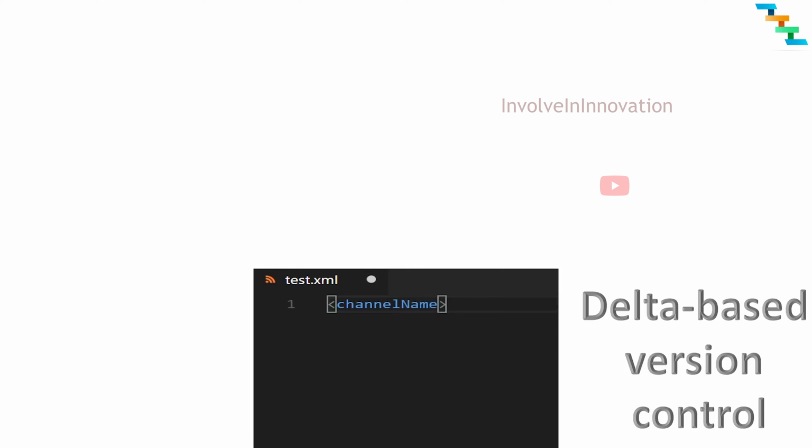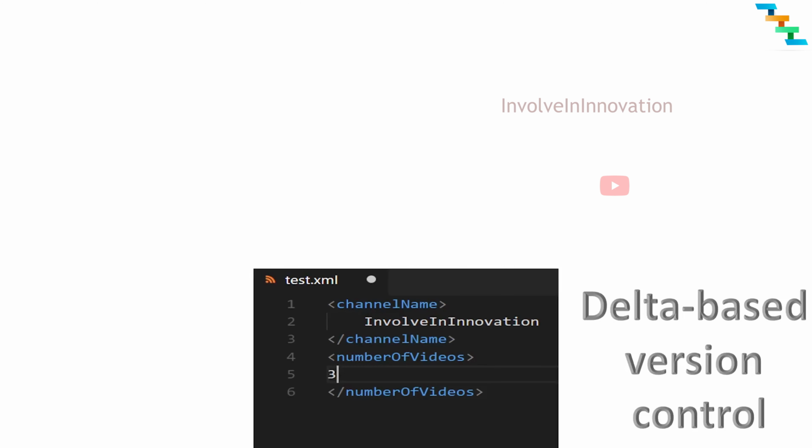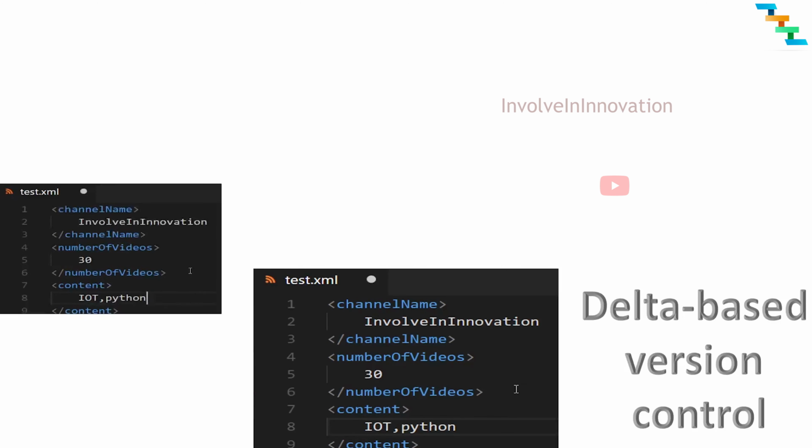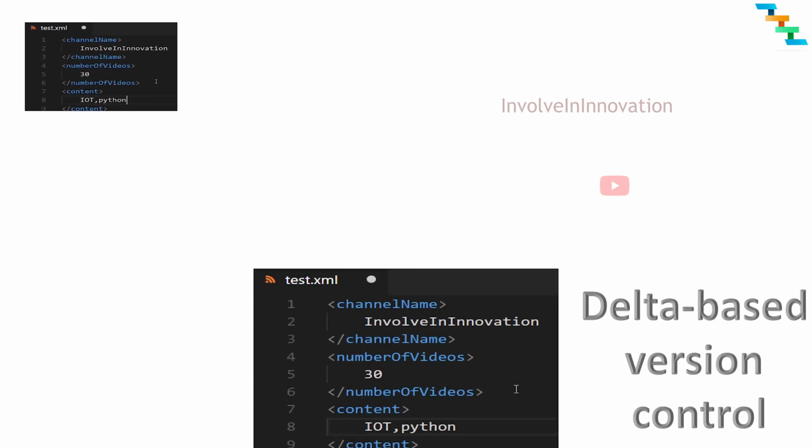This system thinks of the information it stores as a set of files and the changes made to each file over time. This is commonly described as delta-based version control. So we will see this with an example. Here I am creating a file named test.xml. I am committing this test.xml for the first time, so this is an initial version.